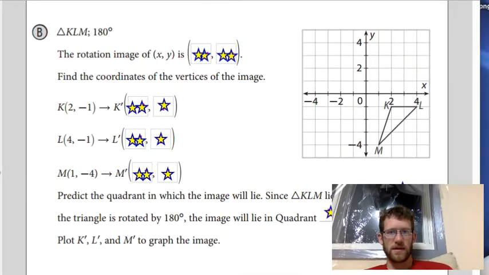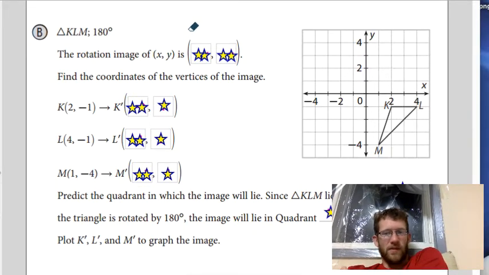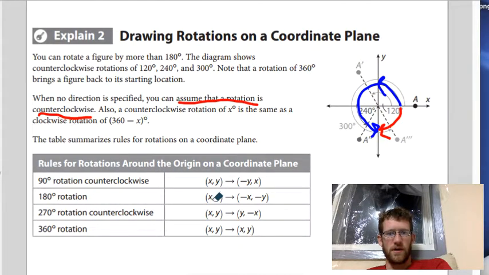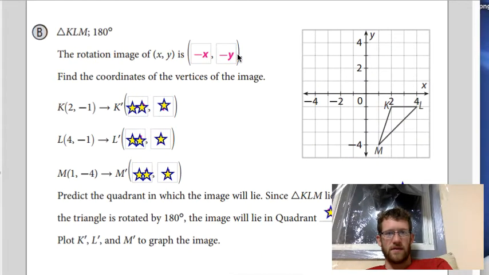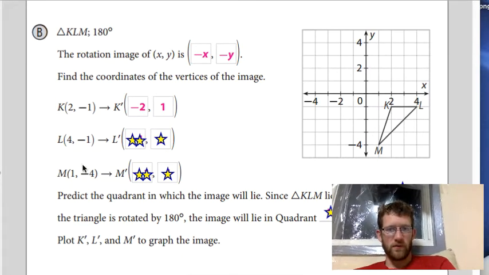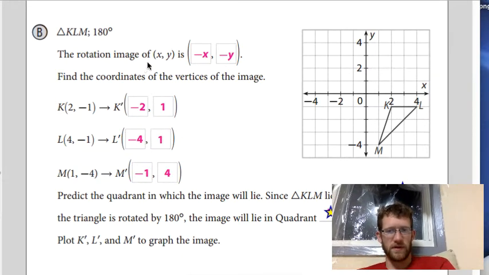Okay, we'll see it applied here. So we're going to rotate this image right here. So we have triangle KLM. We're going to rotate it 180 degrees. Which way? It doesn't really matter. Counterclockwise is the default. So in this case, we can go back to our rules. A 180-degree rotation means that we're going to make the x's and y's negative. Here are our points. So (2, -1) becomes (-2, 1). Similarly, (4, -1) and (1, -4) just become the negative versions of those.